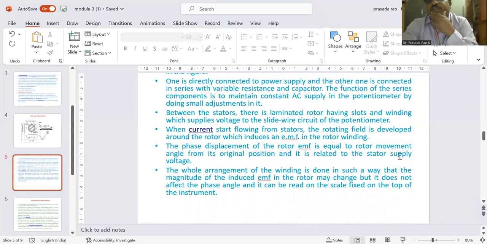The magnitude and phase angle are compared by null deflection, using the known EMF and the unknown EMF and a linear scale, and the phase angle between the two windings is measured on the rotor scale.